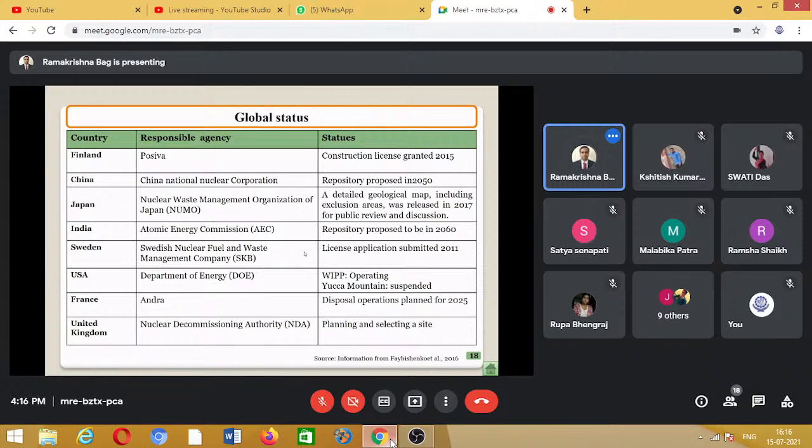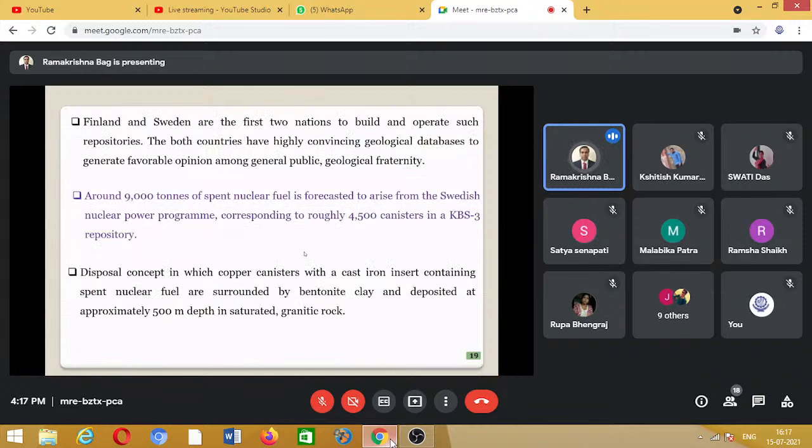So there are a lot of researches going on, and the current status is, you can see, almost in the research area. India also is doing a lot of research through Bhabha Atomic Research Center. Finland and Sweden are the first two nations to build and operate such repositories. Both countries have a highly convincing geological database to generate favorable opinion among the general public and the geological fraternity.